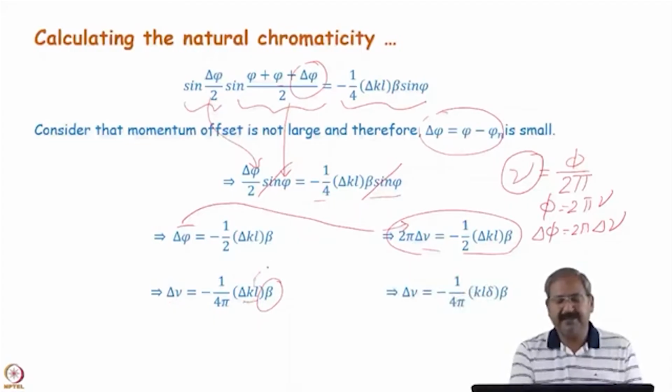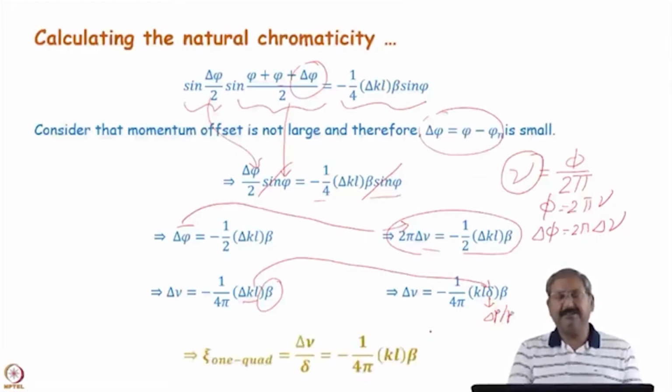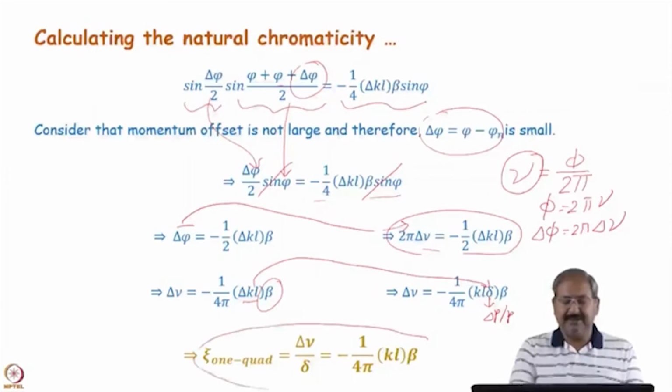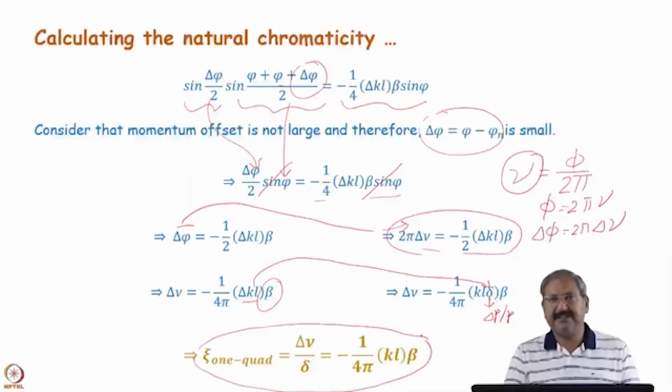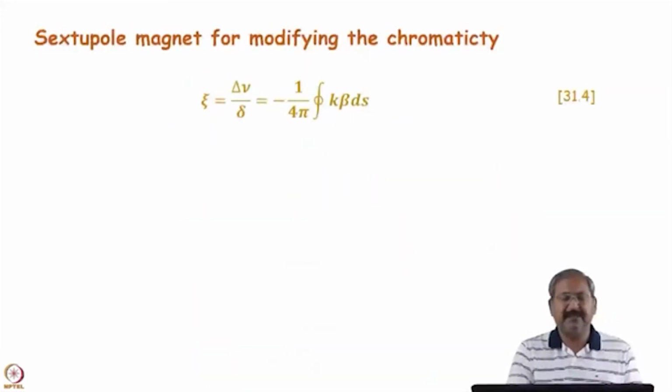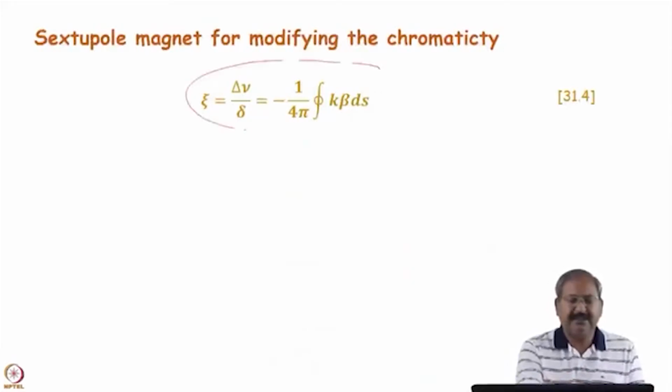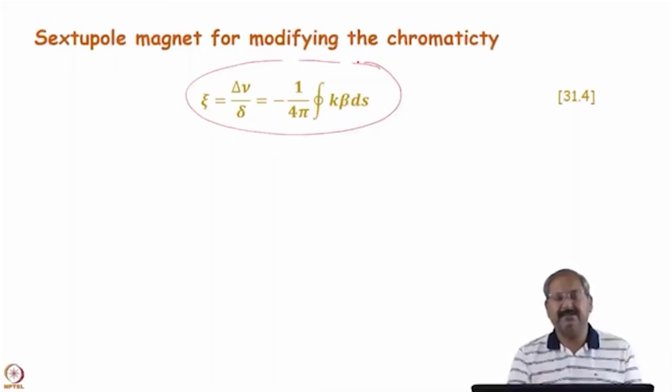Now this delta KL we have calculated earlier will be equal to KL delta, where delta is delta P by P. So this will be the chromaticity. Now you can see that this chromaticity is calculated only for one quadrupole. So for calculating the whole lattice, we have to integrate this formula over the entire circumference. So this is the chromaticity for the synchrotron or a complete ring.